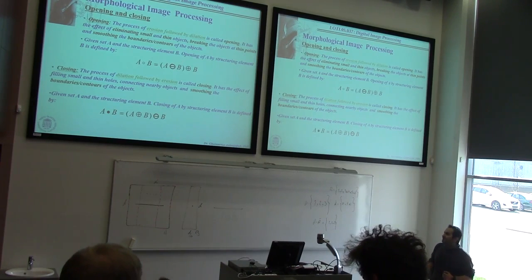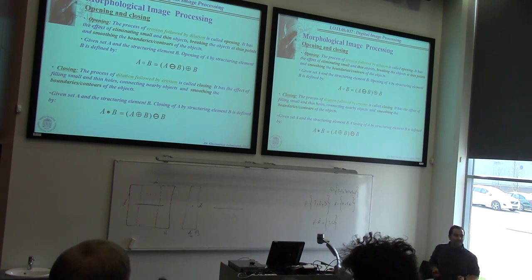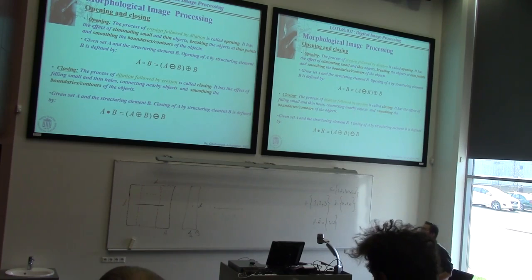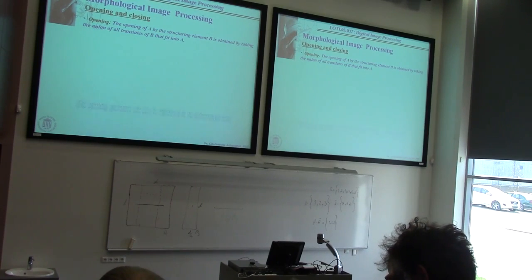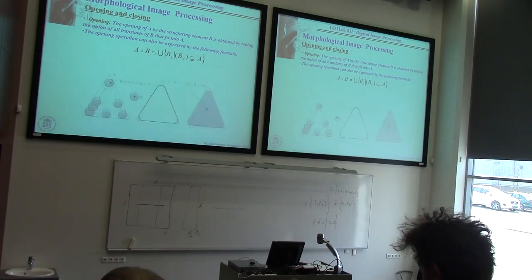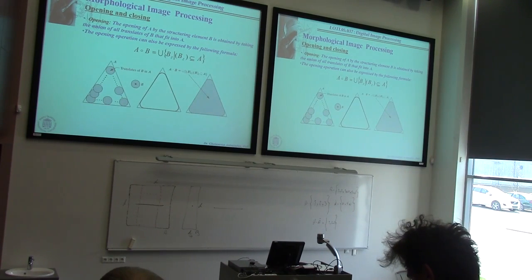And we also have a closing operation, we call it closing. It's like this. In the closing operation we find the erosion of B with the result of the dilation of A with B. We can show the opening like this.